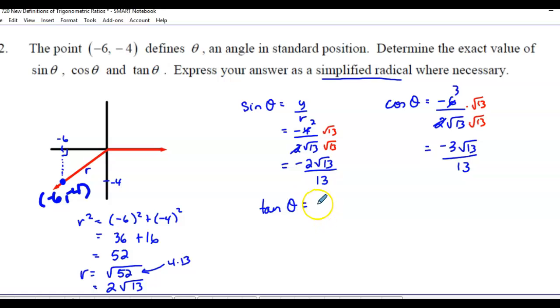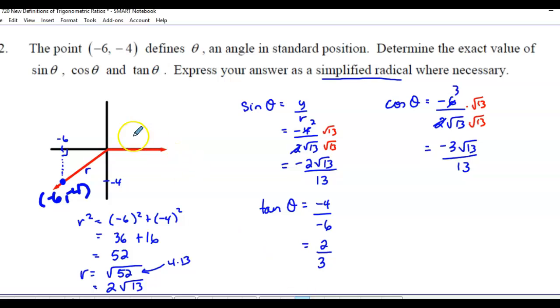And then tangent is y, which is negative 4, over x, which is negative 6, and just reduce it. A negative divided by a negative is positive. 2 goes into 4 twice, into 6 3 times. So those are your primary trig ratios for this angle here.